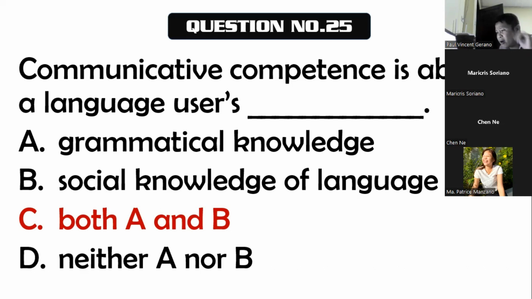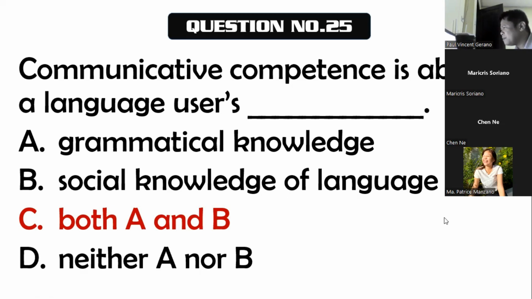There are 4 areas, okay, as developed by Canal and Swain. I think 1983, I'm not sure, 82, 83, okay? So dapat, communicative competence is about a language user's first, grammatical competence, and second, social knowledge of language use. So the correct answer here is letter C, both A and B.